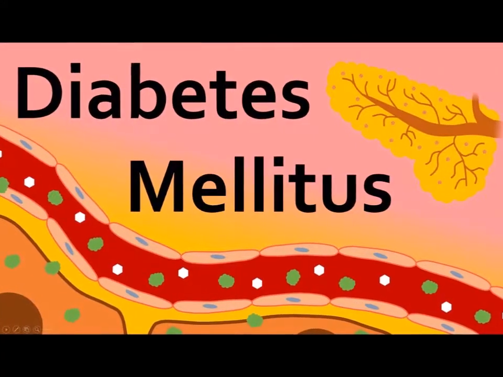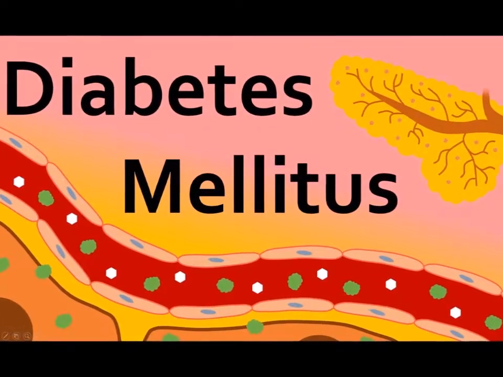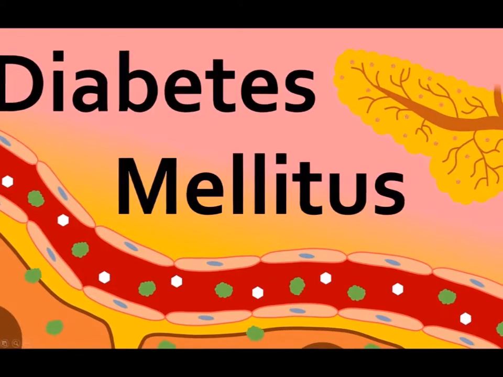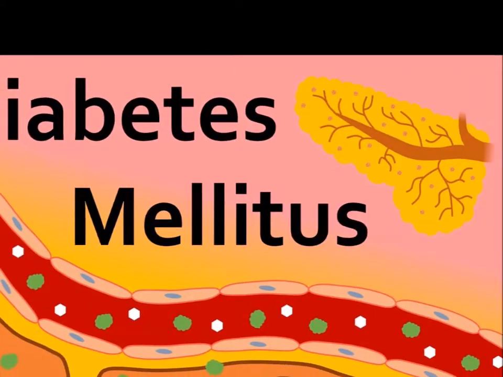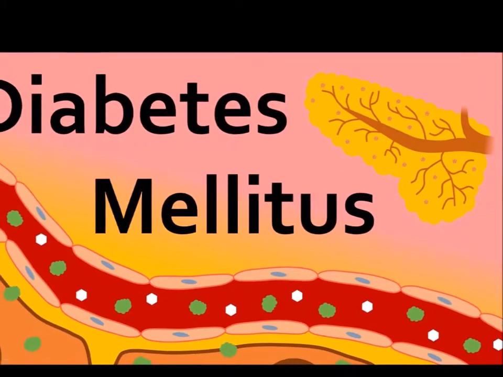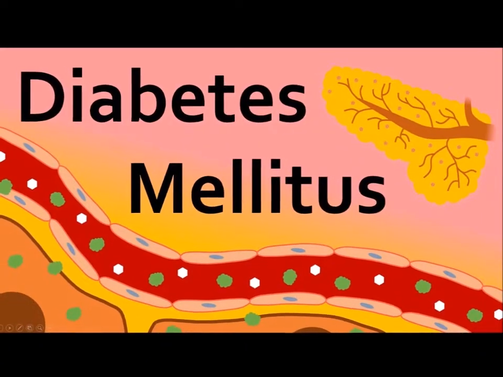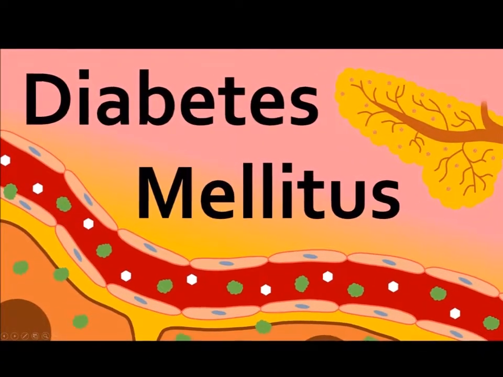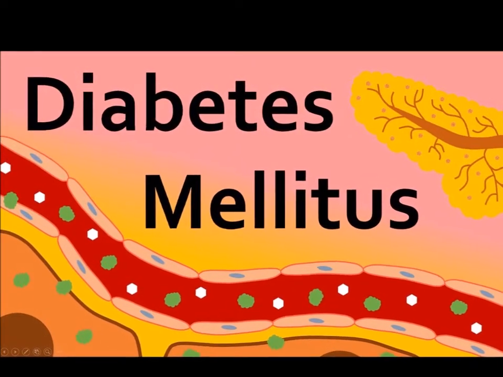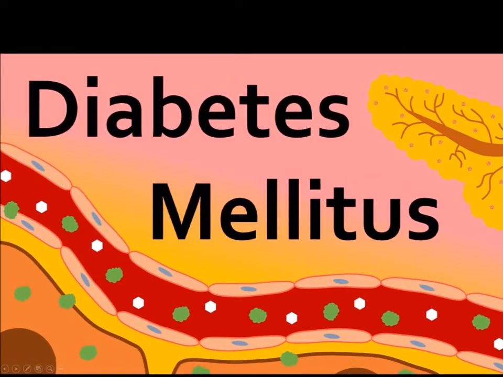Type 2 diabetes is the most common type of diabetes. It is characterized by both inadequate insulin secretion and insulin resistance. In diabetes type 2, both genetic and environmental factors play a role. More than 60 genes have been identified that are associated with diabetes type 2.